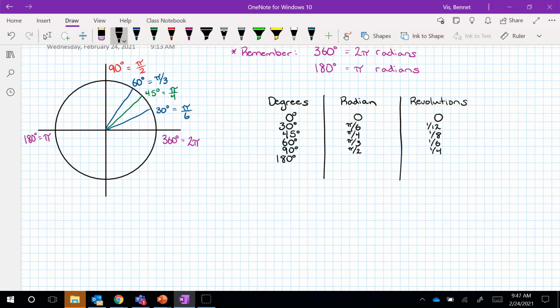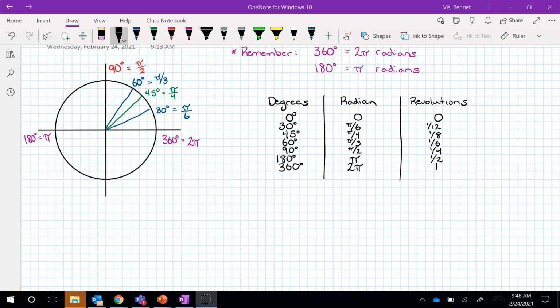I don't want to make a whole list of it, but this is just all of the different ones. 1 pi over 6 is 30 degrees. 1 pi over 4 is 45 degrees. 180 is just pi, which is half the rotation. And 360 is 2 pi, or 1 full rotation.